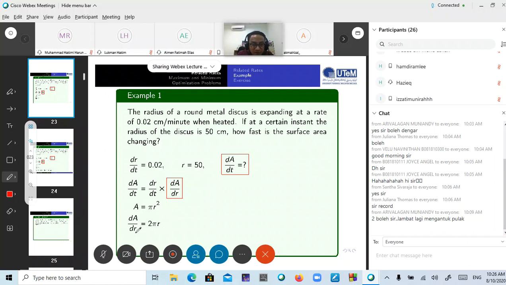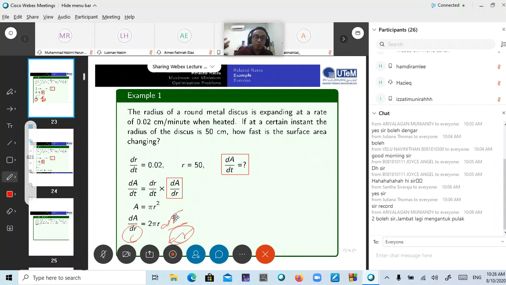Okay. Because you want to differentiate dA over dr. Supposedly at the back there is dr over dr, but dr over dr equal to 1, so no need to write. Because it is over, everything must be the same. If here is over dr, here must also be over dr. That is why we would write dr over dr, but since dr over dr equal to 1, no need to write. Okay, so your dA over dr equal to 2 pi r.